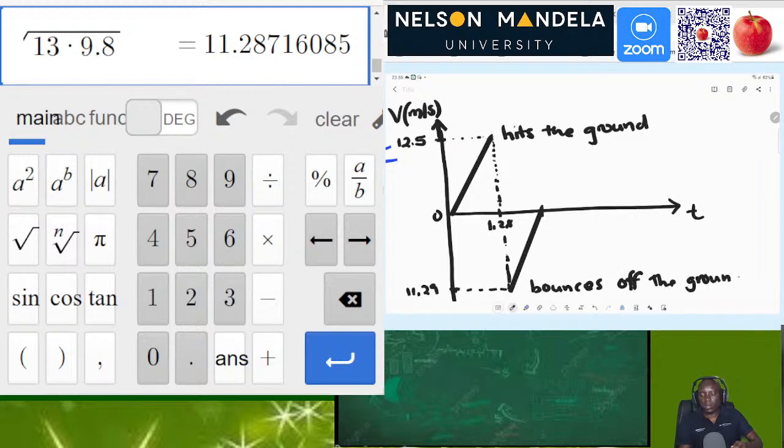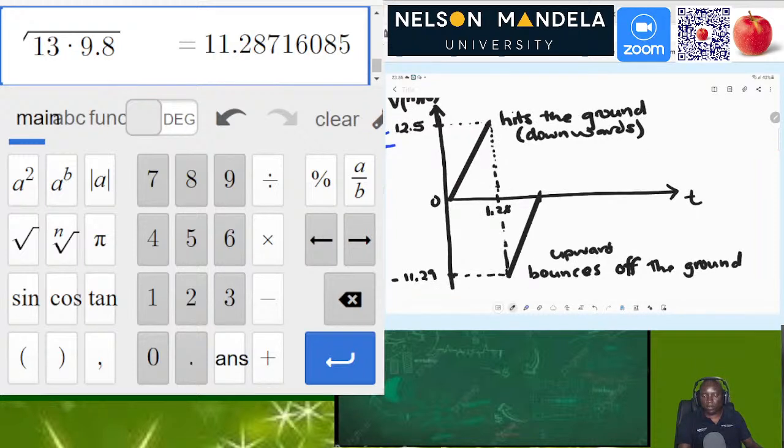So it hits the ground with a positive velocity and bounces off the ground with a negative velocity, which is upwards. So this was downwards, this is upwards. So at this point, downwards, and at this point it's upwards to 0. So it comes back to 0 at that point.